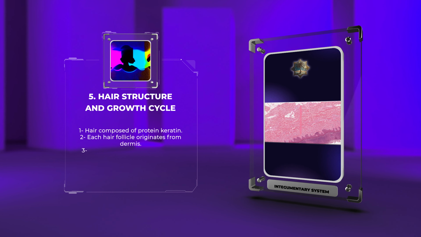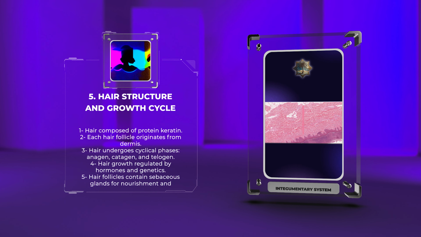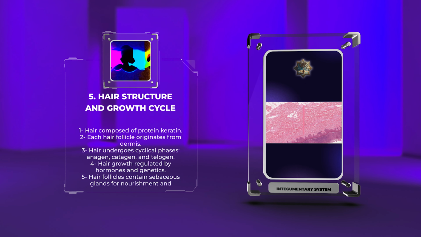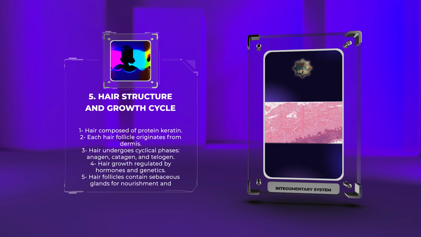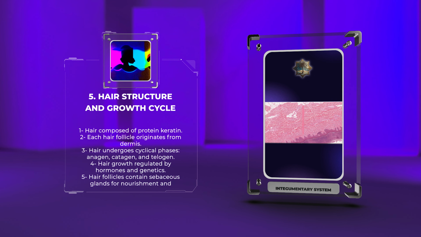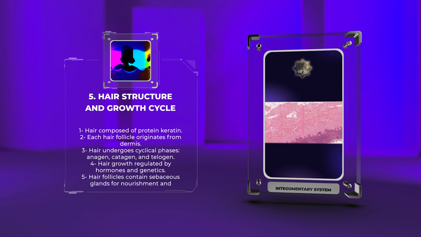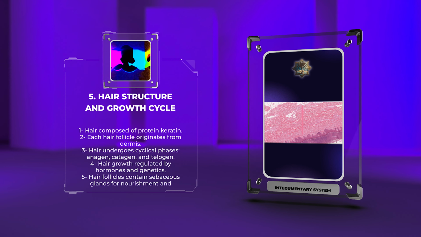Hair is an essential component of the skin and is primarily composed of a protein called keratin. Each hair follicle originates from the dermis and extends through the epidermis to the skin surface. The hair follicle undergoes cyclical phases known as the anagen, growth, catagen, rest, and telogen, shedding, phases. The hair growth cycle is regulated by various factors, including hormonal influences and genetic predisposition. Additionally, hair follicles contain sebaceous glands that secrete sebum, providing nourishment and lubrication to the hair.